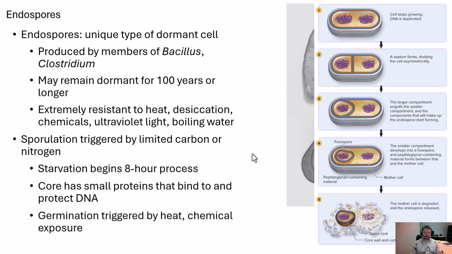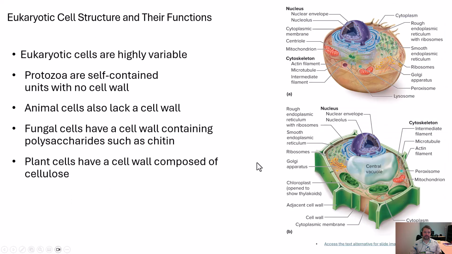Great evolutionary adaptation that allows for organisms to go into this dormant stage until conditions get better, and we see this in eukaryotes, but prokaryotes also can do it. Alright, so real quick, let's look at that eukaryotic cell structure. We kind of talked about this before.